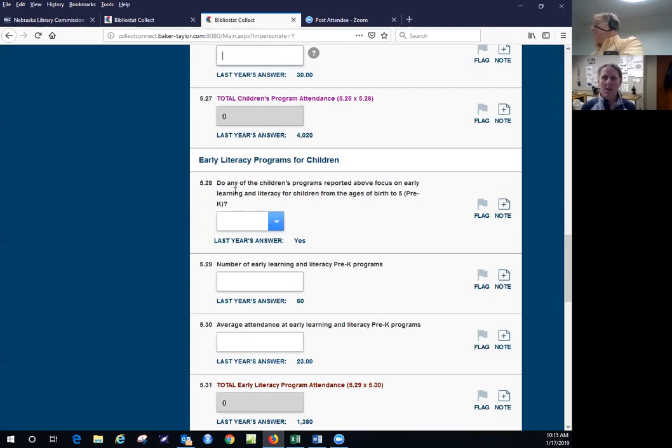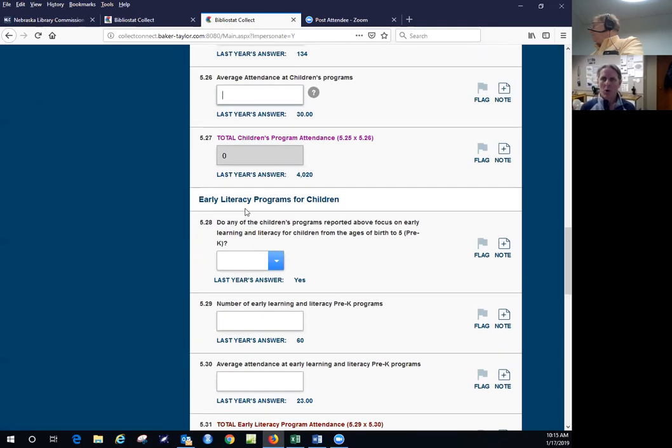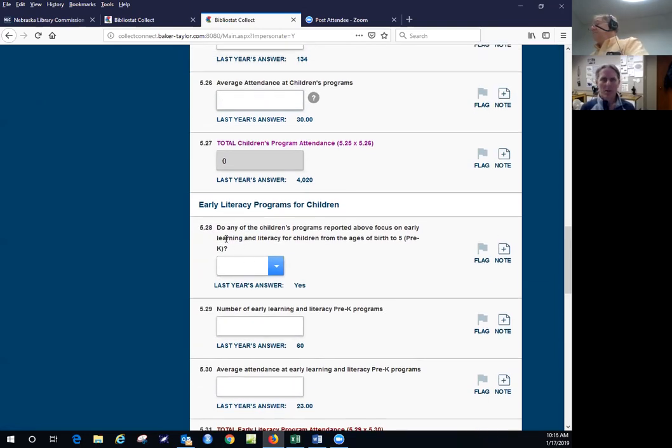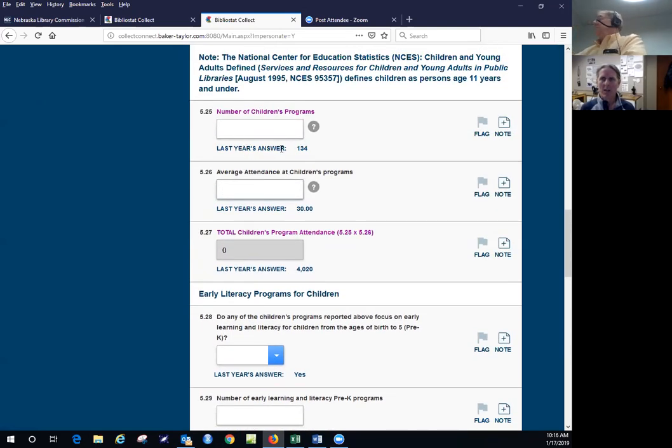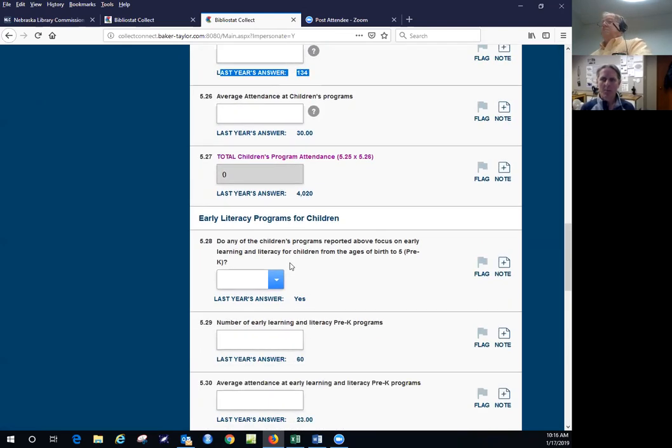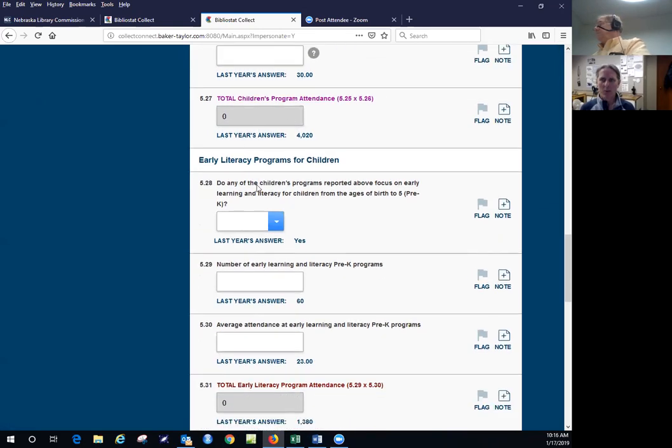So then here, for early literacy, what we're asking for in this question, this is a state level question, is: out of these, like say last year, there were 134 children's programs. Out of those 134 children's programs, were any of them specifically designed for a pre-K audience? So from birth to 5 years old, pre-K. And if it's yes, then we want to know how many of those.